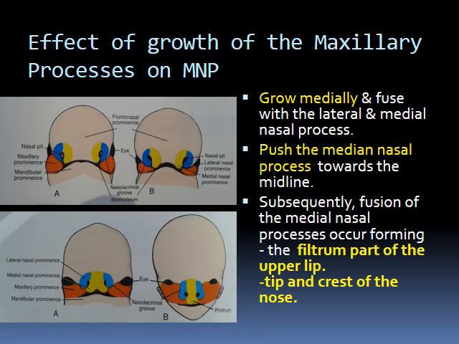Now with development, the maxillary process grows medially from either side, and as it does so, it pushes the medial nasal process towards the midline. As a result of pushing from either side, the medial nasal processes fuse in the midline, and with the fusion of the medial nasal processes, it will form the upper part of the philtrum of the upper lip and the tip and crest of the nose, as can be seen in the last diagram.